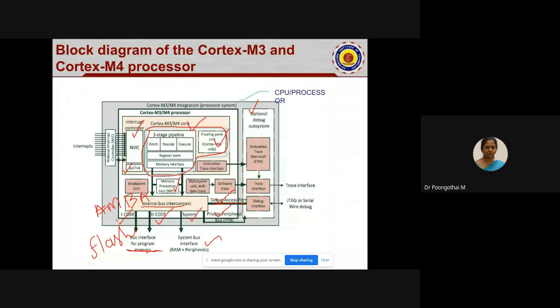So generally they don't have program memory, SRAM and cache memory. So the microcontroller vendor, based on their requirement, needs to connect the flash memory and RAM peripherals using these interfaces, the internal bus interconnect. Using this internal bus interconnect, we can connect program memory, SRAM and peripherals, and private peripheral devices and debug components.